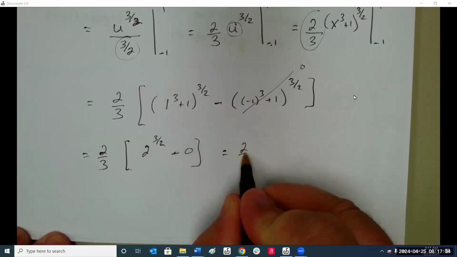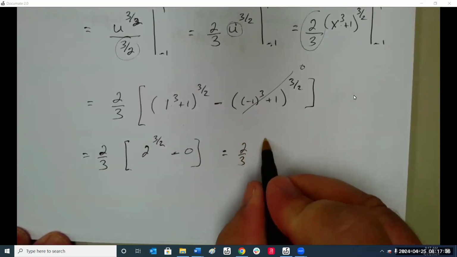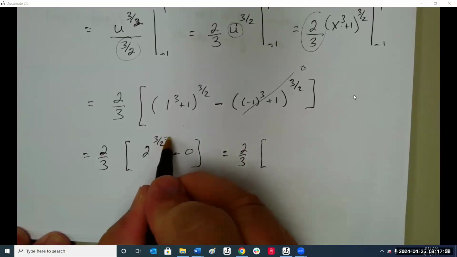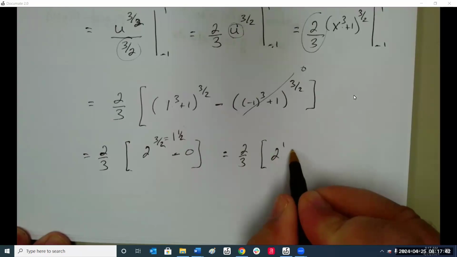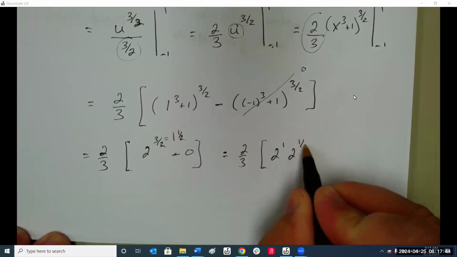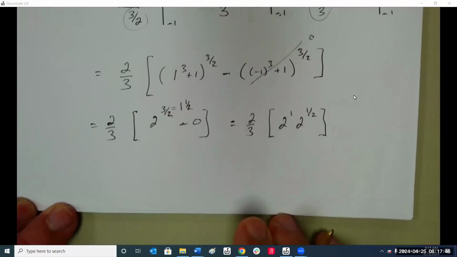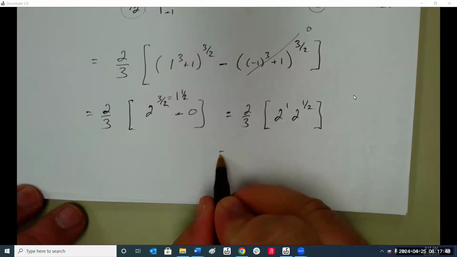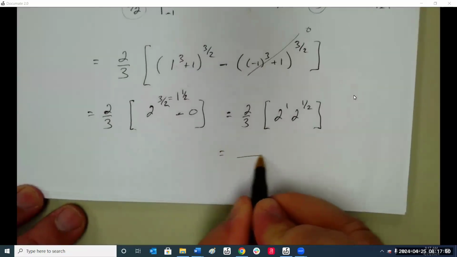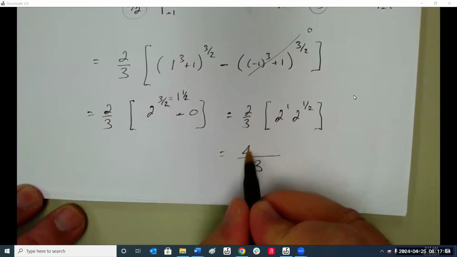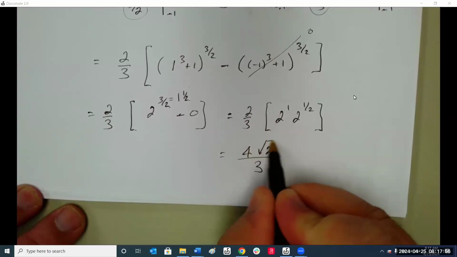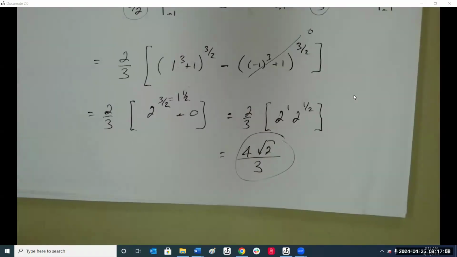So we have 2/3 out in front. This is a mixed number. So it's 2 to the power 1 times 2 to the power 1/2. Two times 2 is 4, square root of 2. And there's that answer.